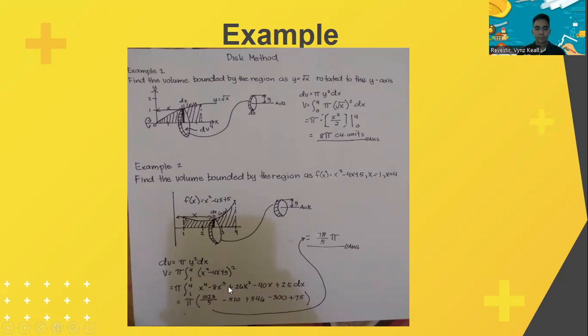So pi times 1023 over 5 minus 510 plus 546 minus 300 plus 75. So the final answer is equal to 78 over 5 pi. And that is our volume using this method.